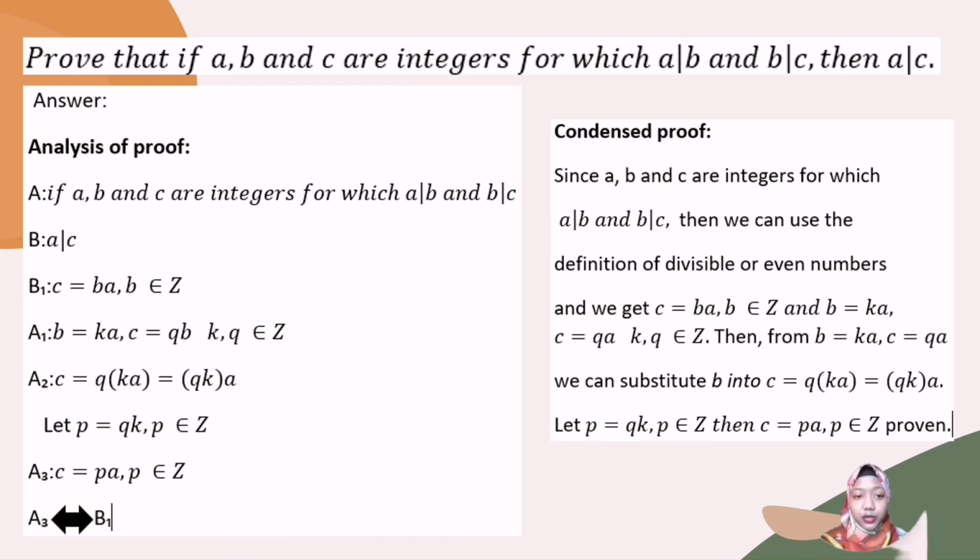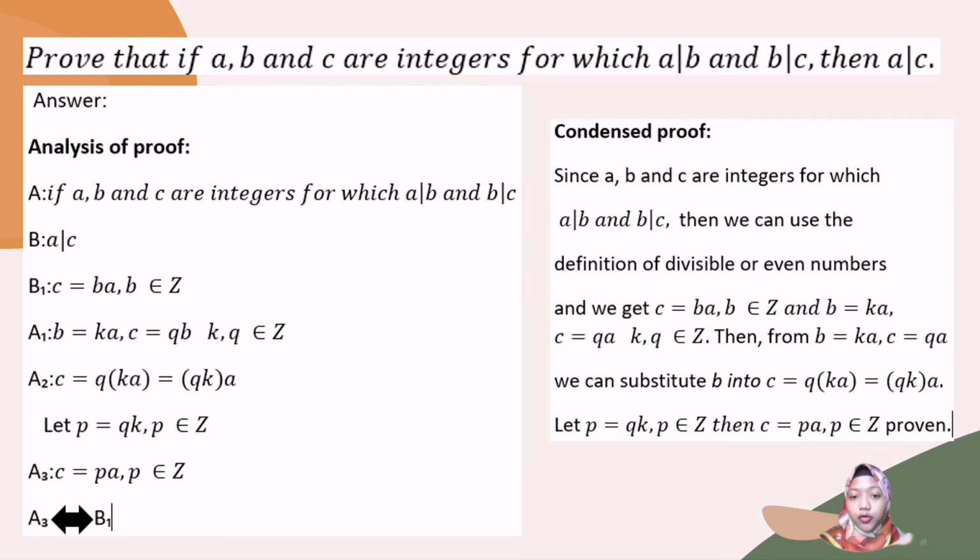Let's look at example number 2. Prove that if a, b, and c are integers for which a divides b and b divides c, then a divides c. For the condensed proof, since a, b, and c are integers for which a divides b and b divides c, we can use the definition of divisibility, and we get c equals pa, where p is substituted by z, and b equals ka, c equals qb, where kq is substituted by z.